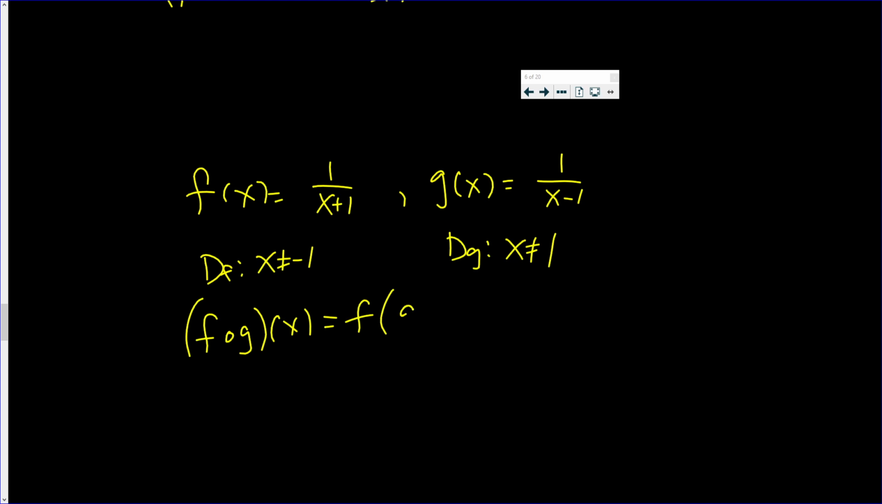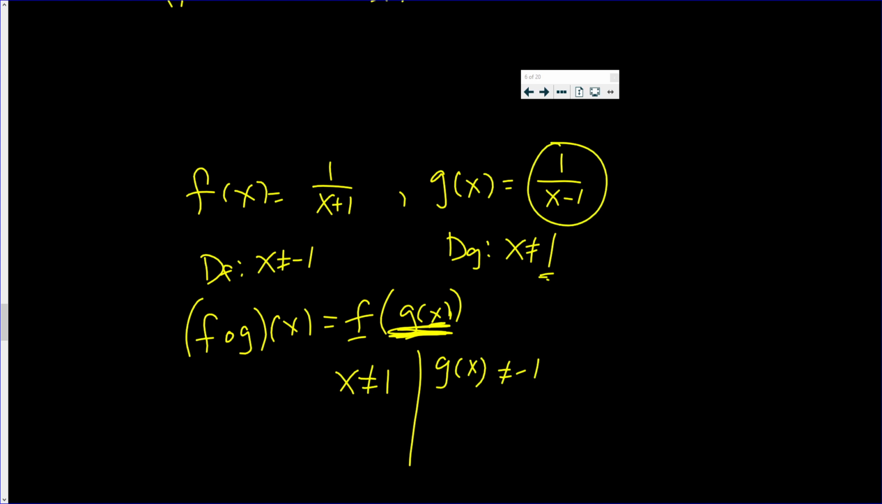This is f of g of x. So what I'm taking g of can't be 1. And I'm taking g of x, so that can't be 1. But now I am taking f of this. I am taking f of that. Not x, but g of x can't be negative 1. This can't be negative 1. 1 over x minus 1 cannot be negative 1.